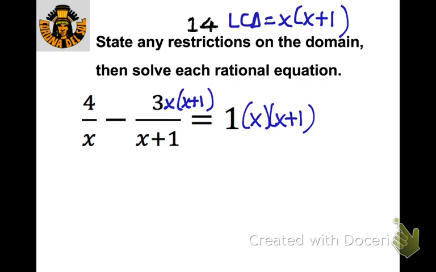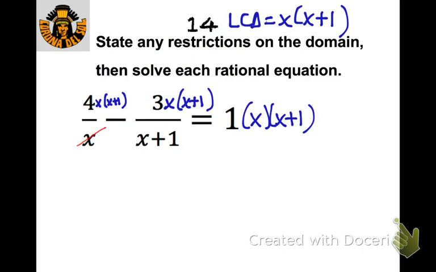And then we do it here as well: x times x plus 1. Okay, so now we're going to start canceling. The reason why we multiply by the least common denominator on both sides is because it gets rid of all the fractions. So it gets rid of these denominators.